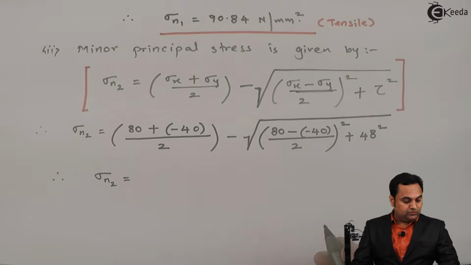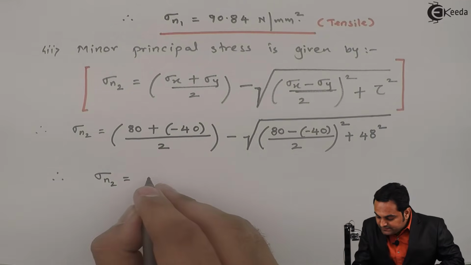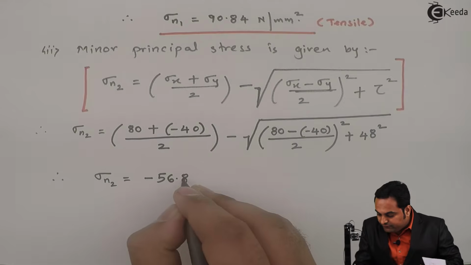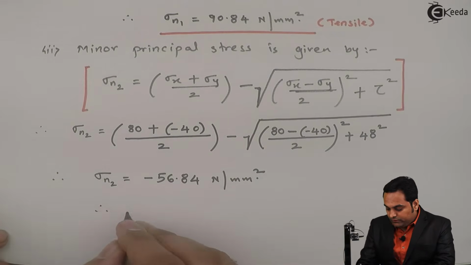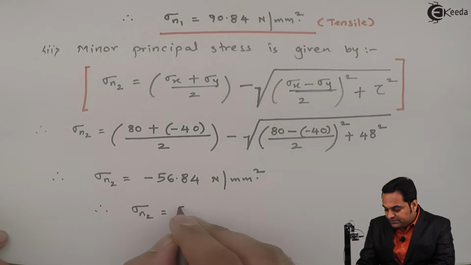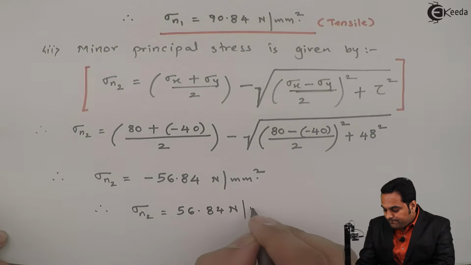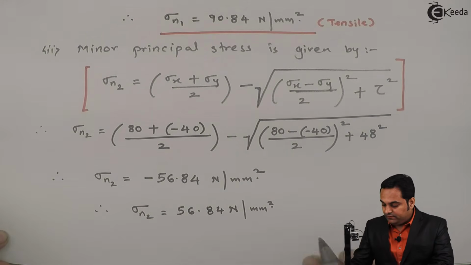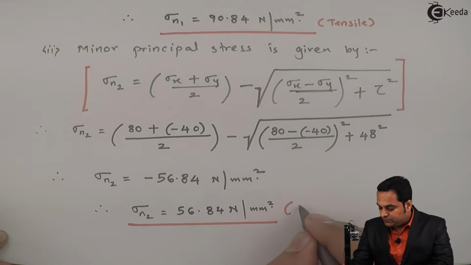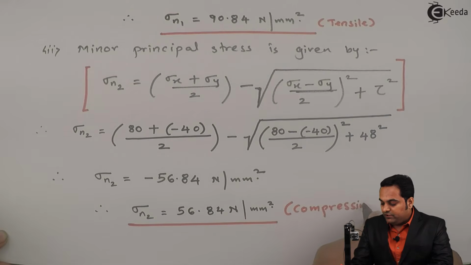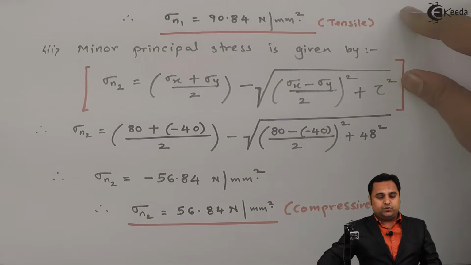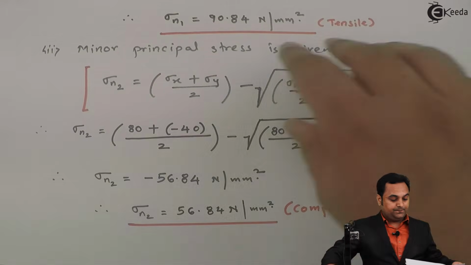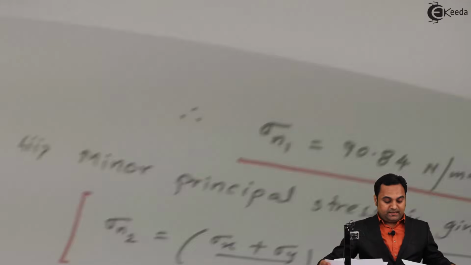therefore sigma n2 comes out to be minus 56.84 Newton per mm square. So therefore, since this answer is negative, it means that the nature of the stress is compressive. So here we have minor principal stress as a compressive stress, major principal stress was tensile. Now after this, the next thing is calculation of maximum shear stress.